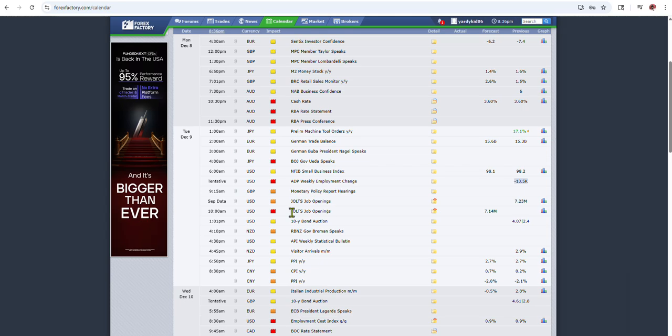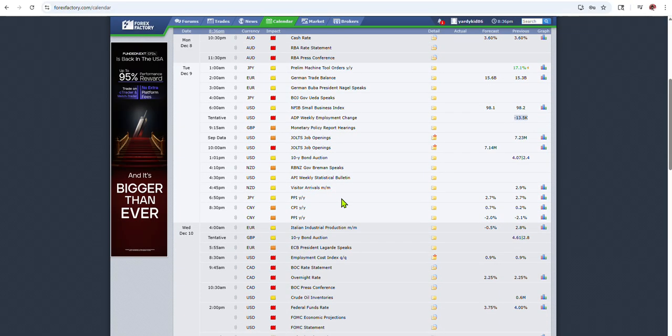So then we have job openings. They're putting up a lot of new stuff up here. They have job openings coming out Tuesday, 10 a.m., and then we have September data for job openings coming out. They didn't give a previous or what they forecasted this to be. These are new stuff that they're adding right now, which I'm gonna do some research on, just to see what's going on.